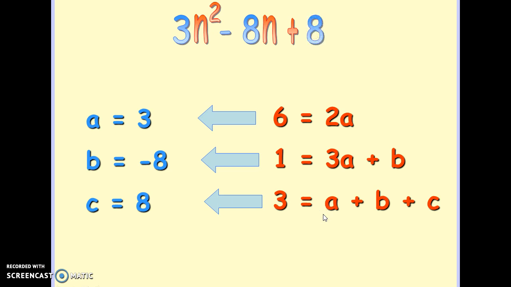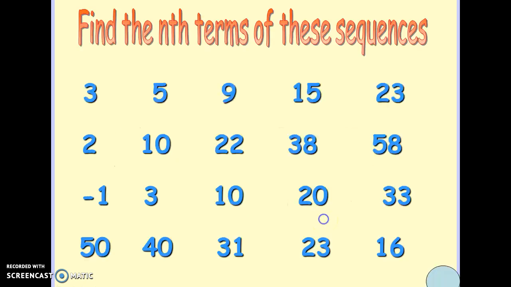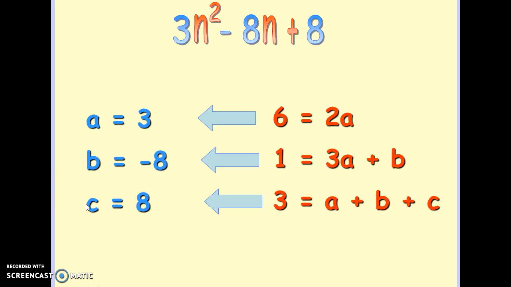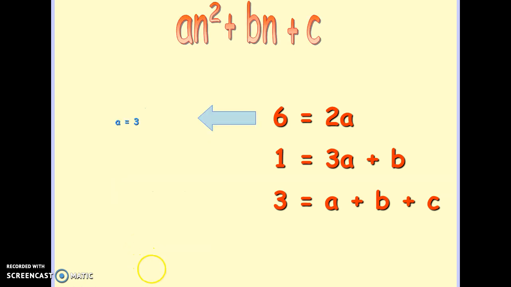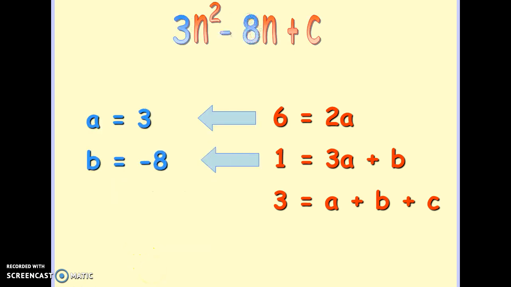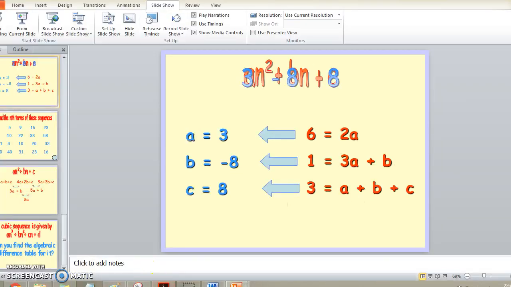And then I substitute it. So now I have been able to get the nth term of the sequence that I had talked about, which is 3n square minus 8n plus 8. Alright, now let's take one more example.